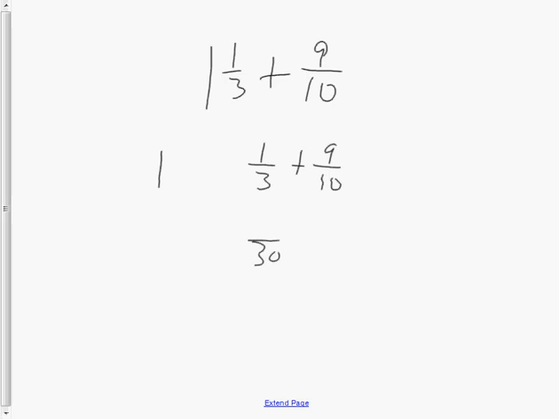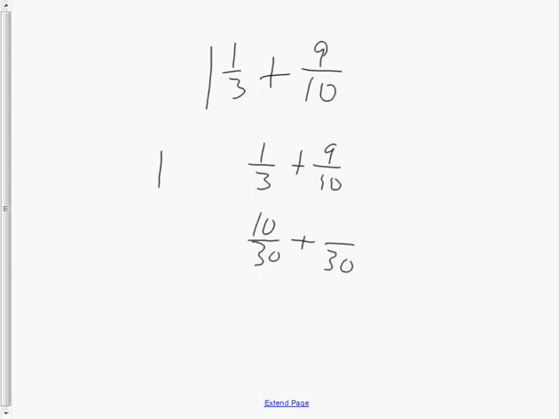Question number 14 says 1 1/3 plus 9/10. My gut says it's going to be more than 2, but we'll see. The first thing you can do when adding fractions is simply add your whole numbers. In this case, 9/10 doesn't have a whole number. And then all you have to do is add your fractional parts together. When you do that, you simply use your common denominator like you always do.